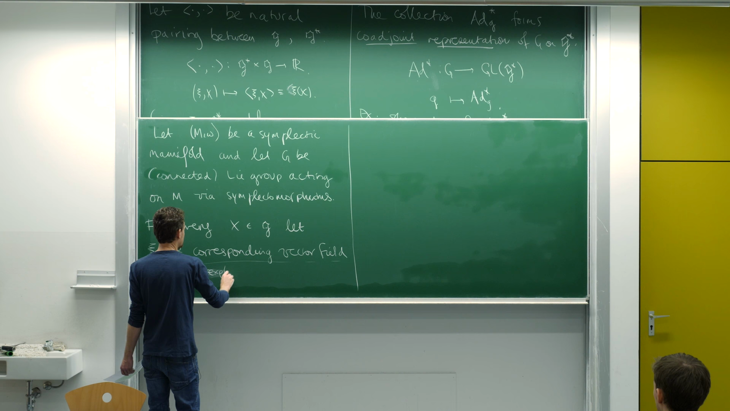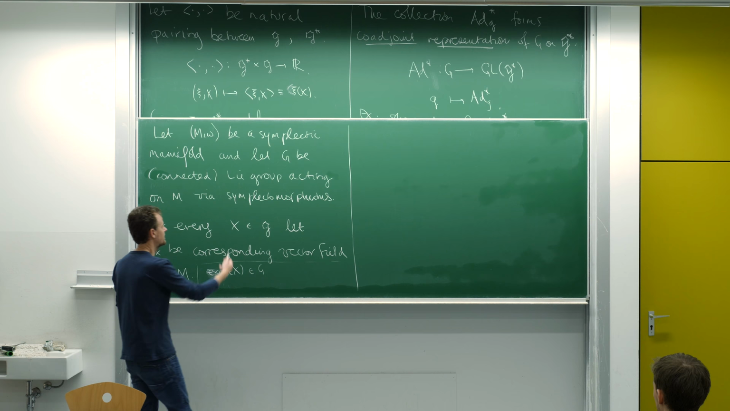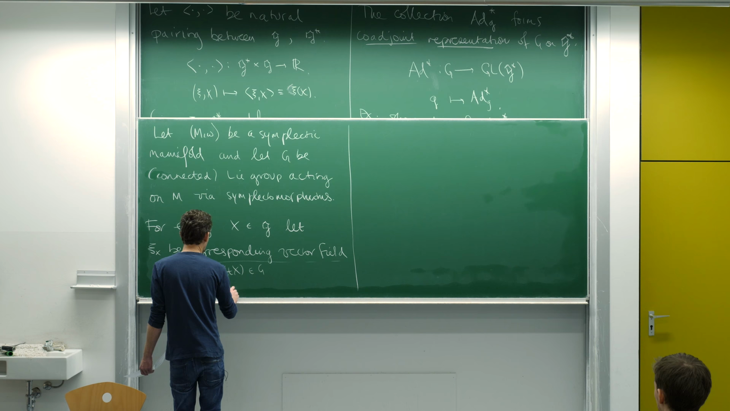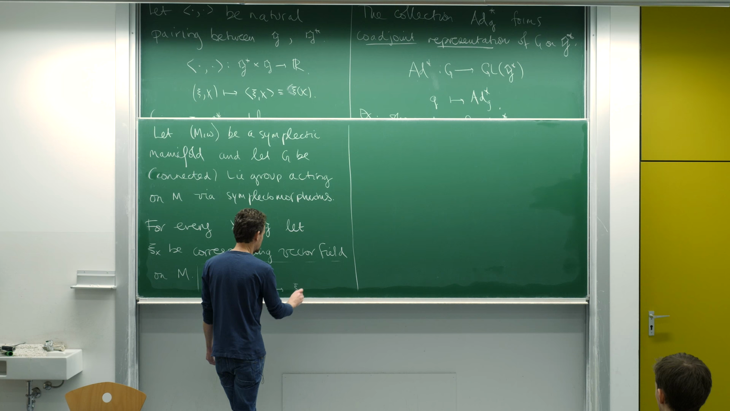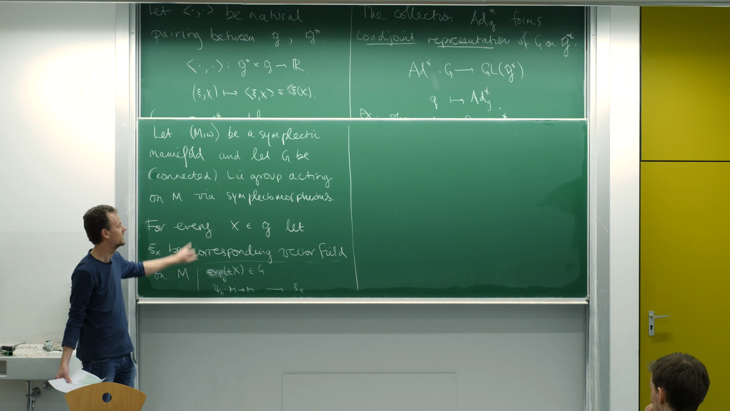So this is a one parameter subgroup of the Lie group G. And then the smooth G action on M gives us a one parameter family of maps on M. And then differentiating this one parameter family of maps gives us a vector field Xi of X. So to every left invariant vector on the Lie group, we get a vector field Xi X on M via this smooth action of G on the manifold M.